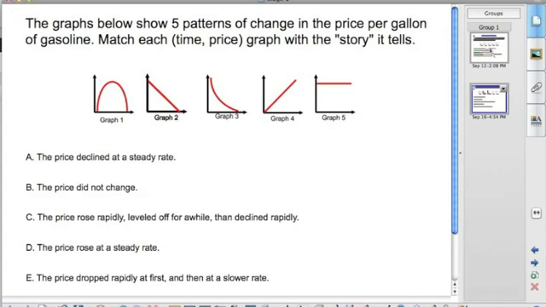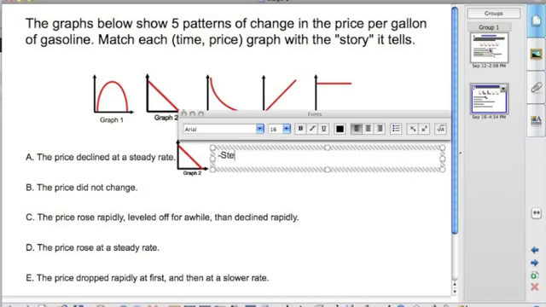So letter A says the price declined at a steady rate. So with time being the x-axis and price being the y-axis, we know that the line should be sloping downwards for it to decline. And steady rate is also representation of a straight line, always, always. So that leaves us with graph 2. And we can jot those notes in there. Steady rate was a key factor, and also the decline was a key factor in identifying our graph.